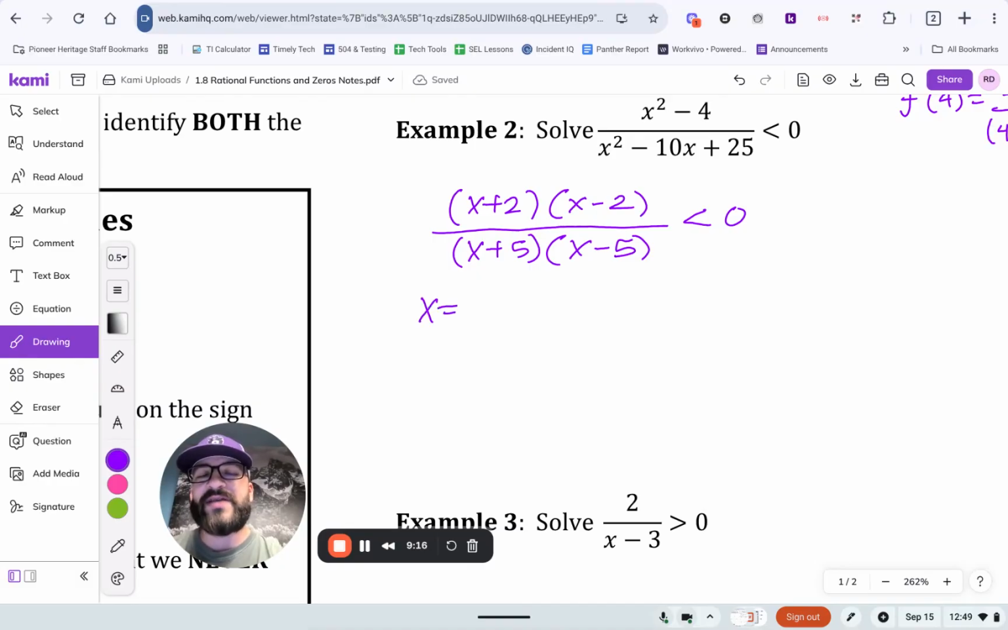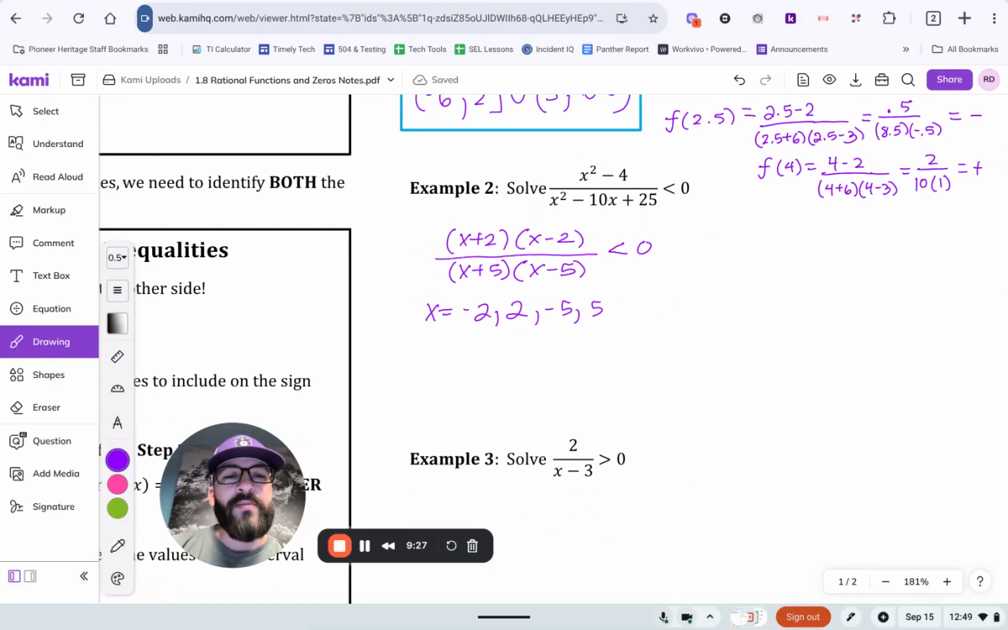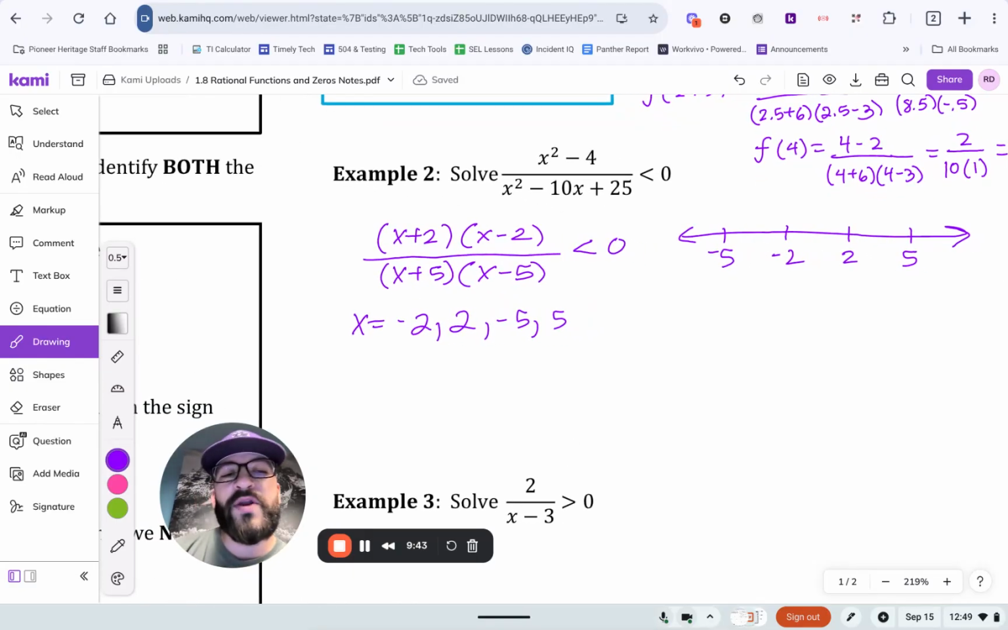Okay, but now that we have everything factored, we can get our x values. So we get the x values of negative 2 and positive 2 from the numerator, and negative 5 and positive 5 from the denominator. So then setting up our number line, we have negative 5, negative 2, 2, and 5. And just like we did before, I want to go ahead and note our negative 2 and 2 come from the numerator, so they are zeros. And our negative 5 and 5 come from the denominator, so they are undefined.